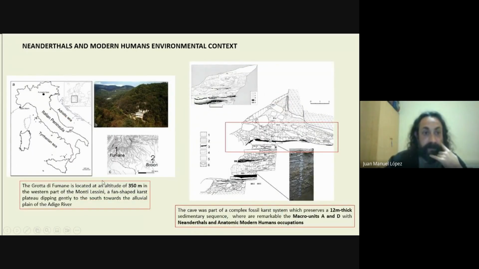Fumane is here in Monte Lessini, about 350 meters. We can see here in the northeastern Italian peninsula. We have a very large stratigraphy with different macro units, R2D, and with Neanderthal and anatomically modern human occupations. You can see here the scale, and these ones are the occupations, all these layers that you can see here in the stratigraphy, also the lower parts.